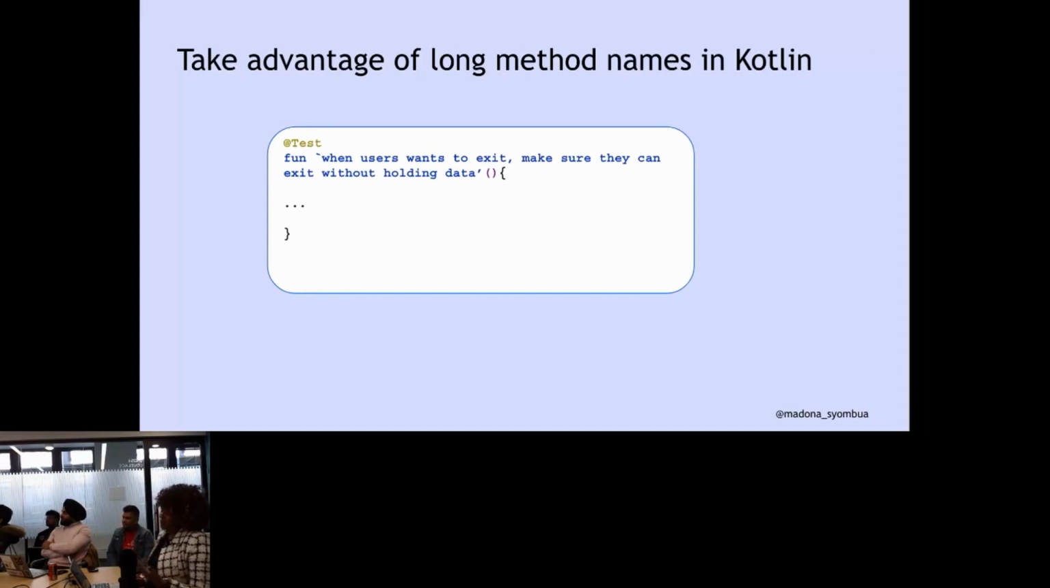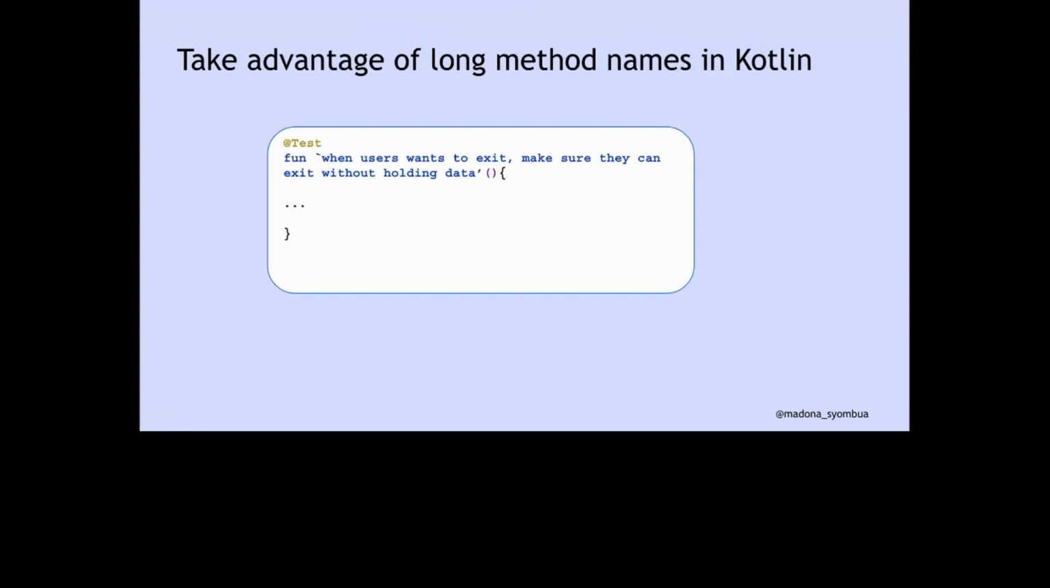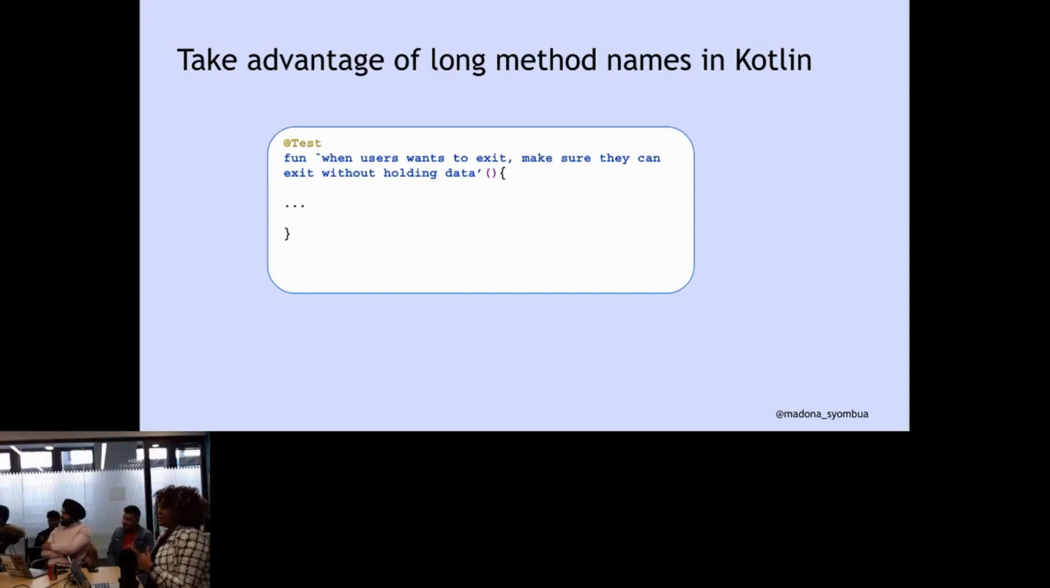One thing that I always want to mention to you is to take advantage of long names when you're writing your tests. This is just for clarity. Sometimes when you're writing tests, it might not be very clear what exactly you're testing. But when you think of it like, okay, when user wants to exit, make sure they can exit without holding data, if somebody comes into your code base, they'll be like, oh, okay, this one is clear.